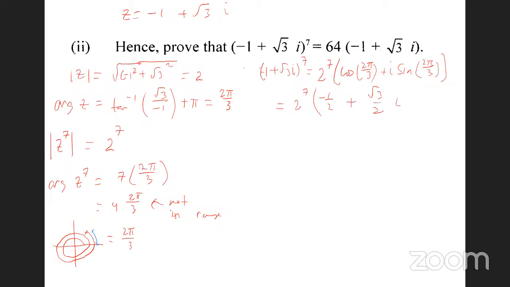Right, yeah, correct. Right, so I could factor out a half. So that's 2 to the 7 over a half by minus 1 plus root 3i. This will be 2 to the 6. 2 to the 6 is 64. So that's 64 times minus 1 plus root 3i. Okay, nice. So we have it there, QED. Okay, so that's the first part of complex numbers.